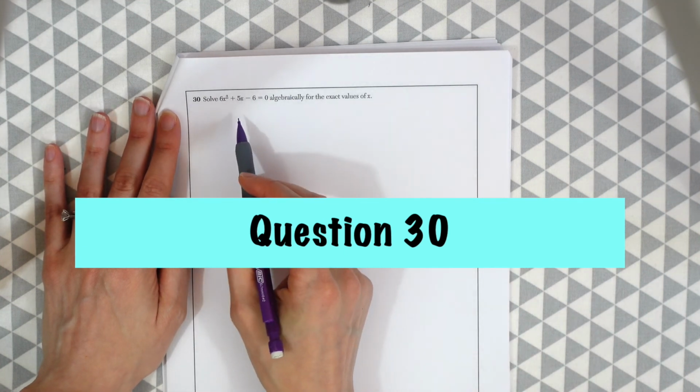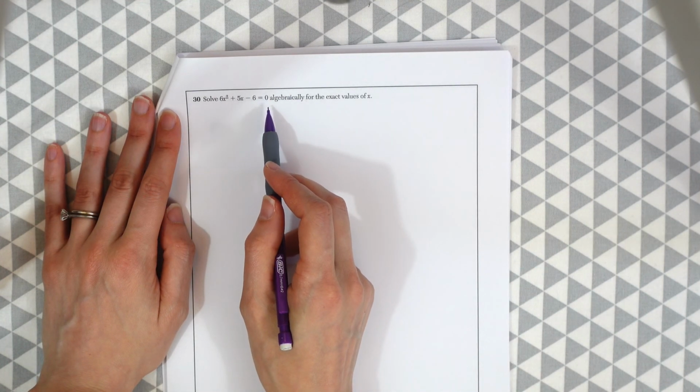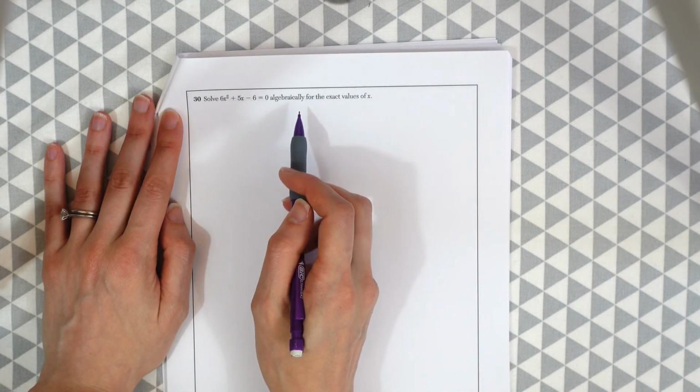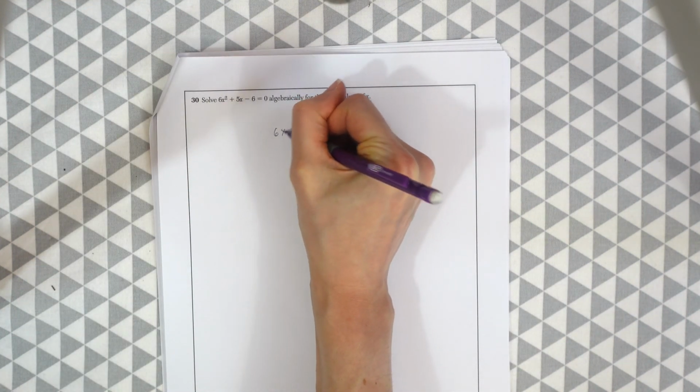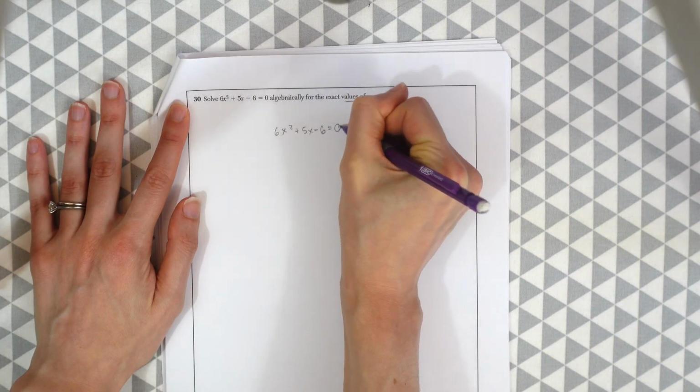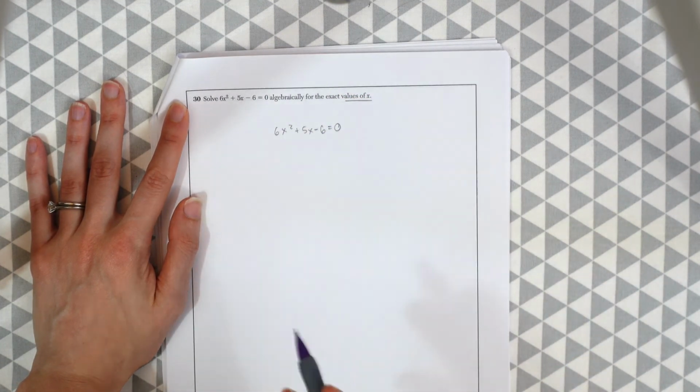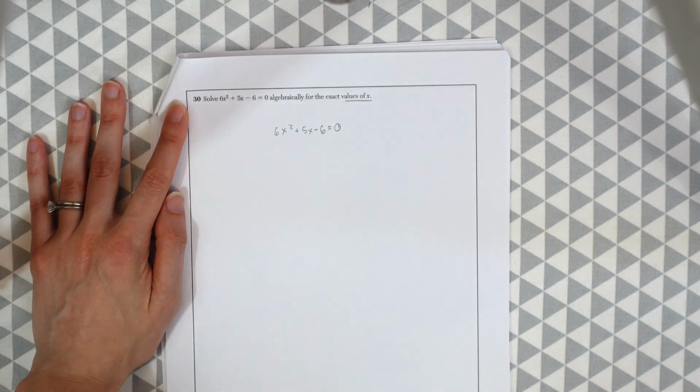Question number 30. Solve 6x squared plus 5x minus 6 equals 0 algebraically for the exact value of x. Let's just rewrite the equation first. And notice we can't really do product sum here. We can't easily take out a GCF or anything. So what we're going to do is use the quadratic equation.